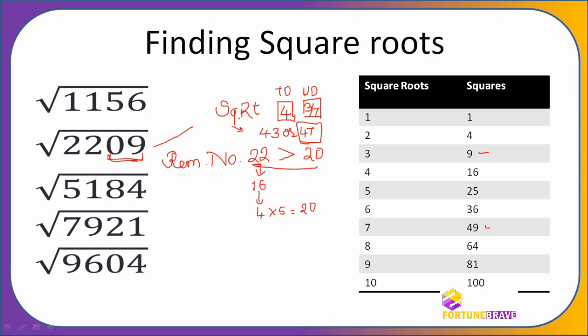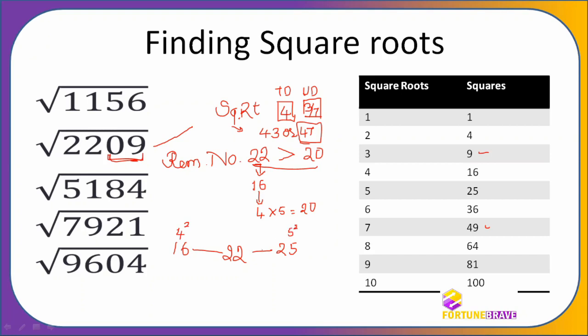Now I'll take this 22, looking at only 22. I am not taking 2209 now, only 22, because the rest we have already solved. So what is the previous one? Previous one is 16 and next one is 25. These are perfect squares: this is 4 square and this is 5 square.